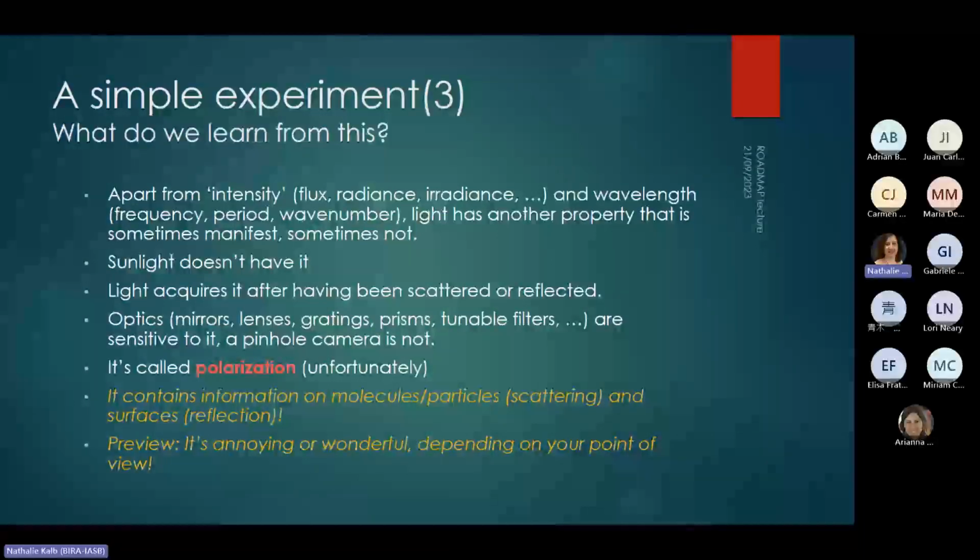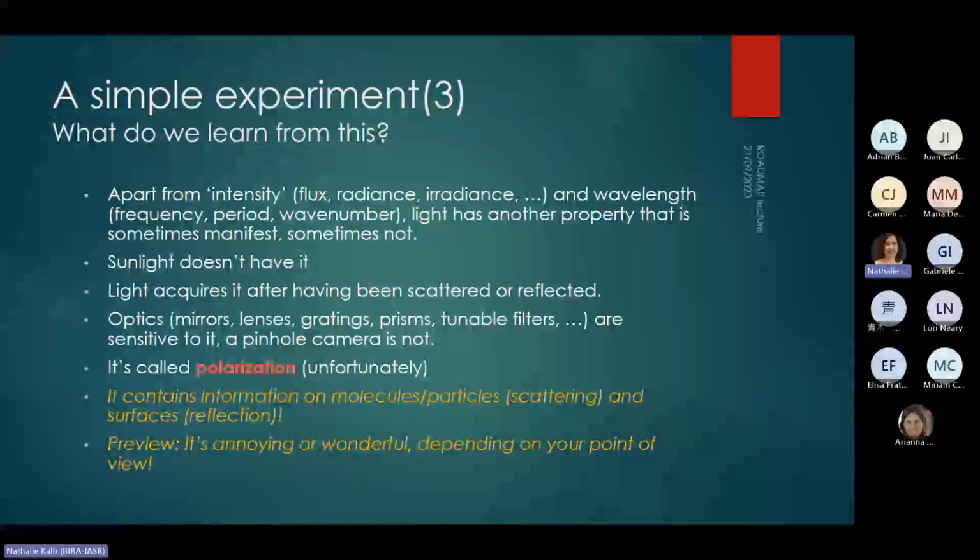called polarization, of course. So we have, apart from intensity and wavelengths, other properties that are sometimes manifest, sometimes not. Sunlight doesn't have it. Light acquires it after having been scattered or reflected. Optics are sensitive to it. It's called polarization. It's an unfortunate name because there is another process in physics that is also called polarization. It has nothing to do with this, although they are related. It's polarization of matter. It's a different thing altogether. And of course, the polarization contains information on the molecules, the particles, the scattering, and surfaces.